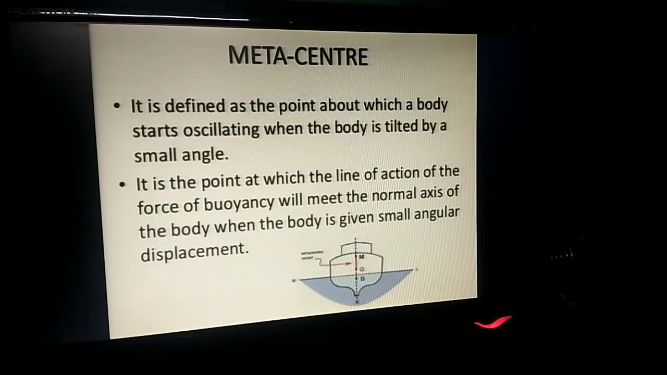Now coming to the metacenter. It is defined as the point about which a body starts oscillating when the body is tilted by a small angle. It is the point at which the line of action of the force of buoyancy will meet the normal axis of the body when the body is given a small angular displacement.